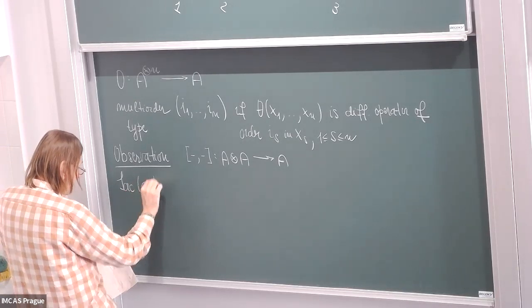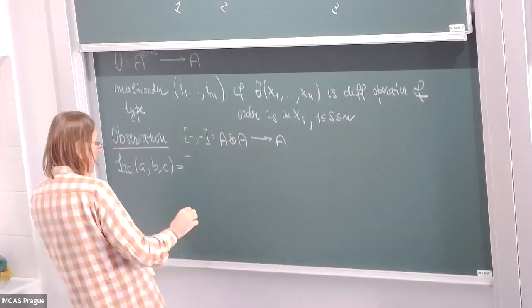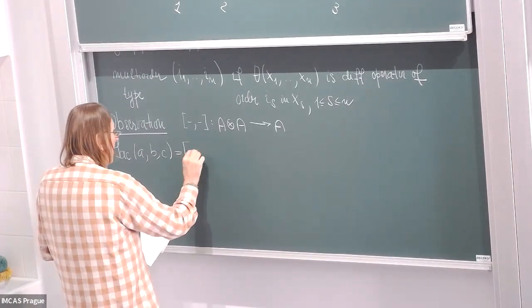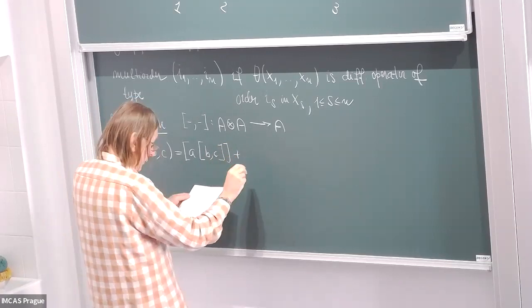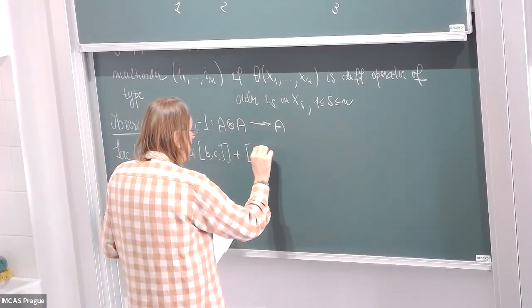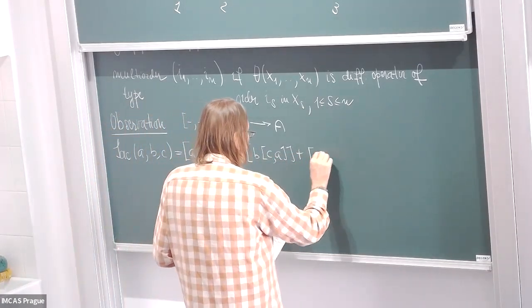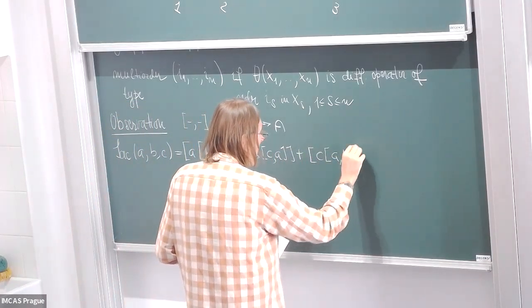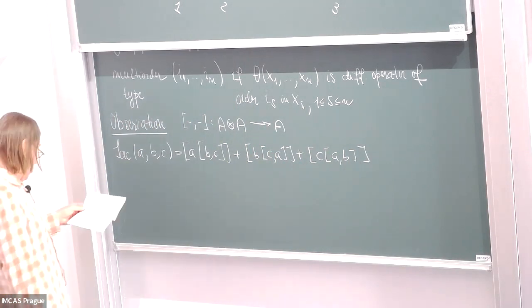So Jac(A, B, C), well, everyone knows what it is. I'll write it in this form: [[A,B],C] plus [[B,C],A] plus [[C,A],B]. Now I'm happy in the non-graded case. And of course, I say that this is a Lie bracket if the Jacobiator vanishes, as everyone may expect. And then, here is the observation.